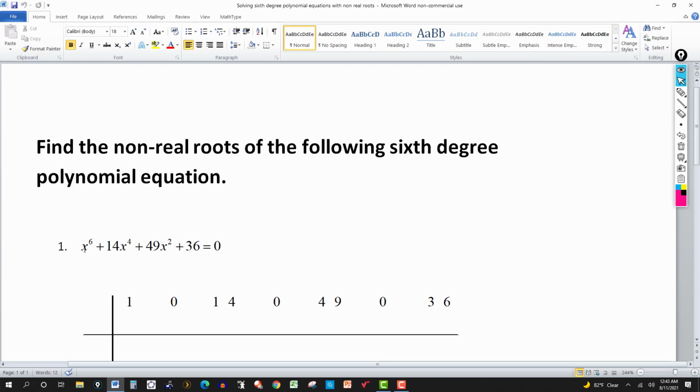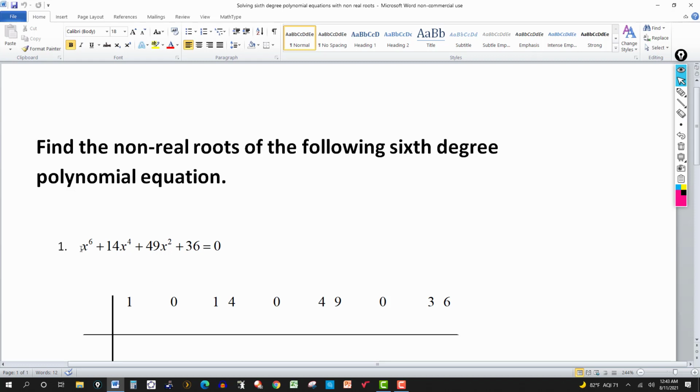So whatever number you put in there for x, you're never going to get a negative. You can get 0 if x is 0, but if you replace x by 0, everything cancels out except the 36. 36 does not equal 0. So 0 is not a solution. So this one has no real solutions. And that's why it says find the non-real roots of the following 6th degree polynomial equation.